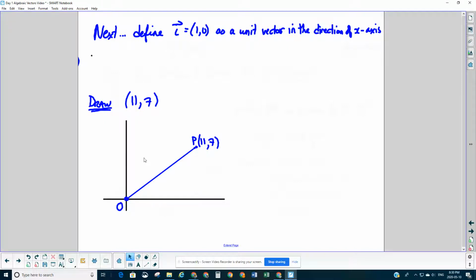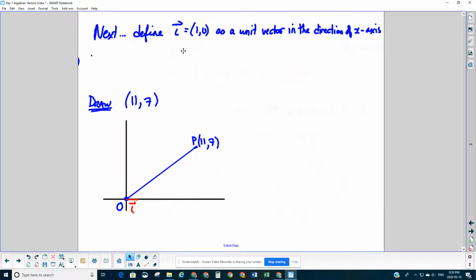Right. Now, if we do place that vector at the origin, and we had the vector 11, 7, we can define something called i, which is a unit vector in the direction of the x-axis. A unit vector has magnitude 1, and so it would start here and go 1 over and no y value, so it's just 1, 0.